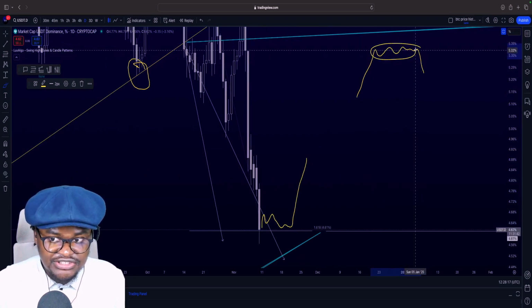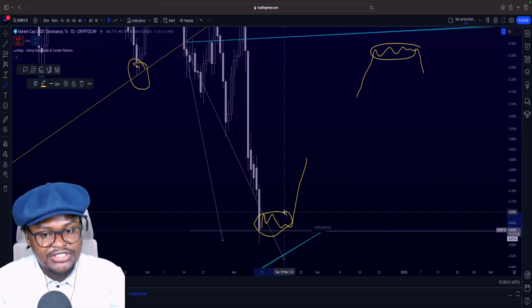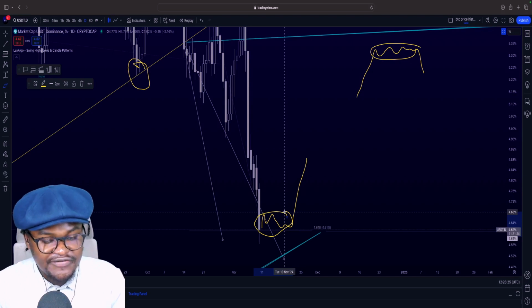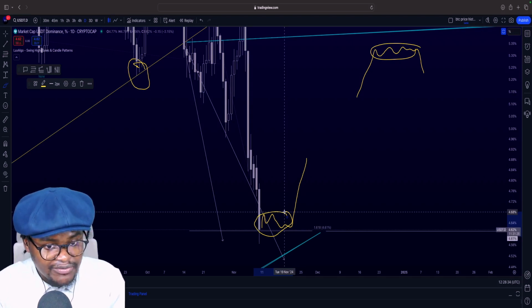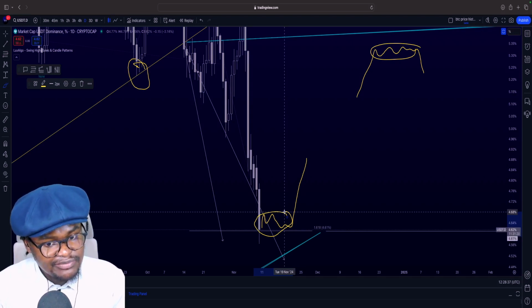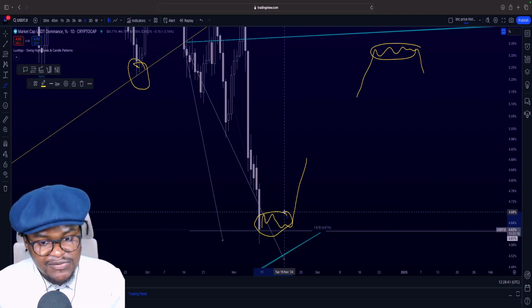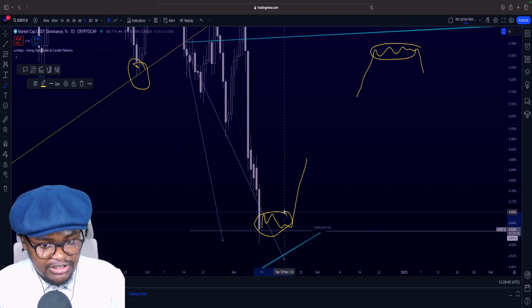This consolidation is what we depend on to make targets and what we depend on to know if it's going to dump or it's just going to continue ripping to the upside. Now, November is a very good month for crypto, by the way. Even December is not so bad, but it's okay. Good month for crypto. January as well. January, February, March. These are all good months for crypto.